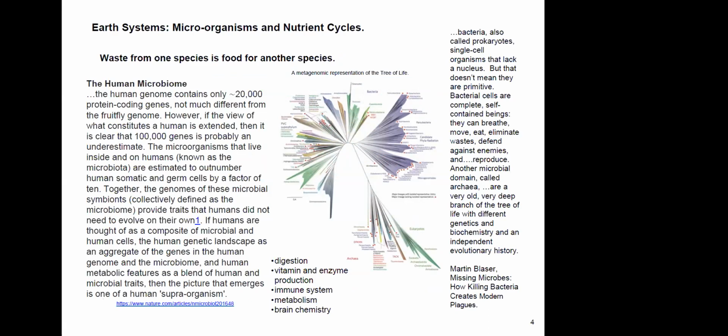aspects of Earth system science that we really have to think about are the new developments in microbiology, microorganisms, because they are very responsible for driving the nutrient cycles. And we come back to this: waste from one species is the food for another species. That's very clear when we start to work with microbes. Microbiology is making huge leaps forward at the moment. It's quite difficult to keep pace with it.